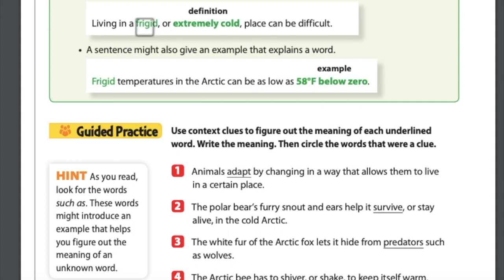But besides the definition, sometimes a sentence might also give an example that explains a word. So, frigid temperatures in the Arctic can be as low as 58 degrees Fahrenheit below zero. Now, you may not know exactly what that means, but you understand when you're talking about below zero, that's something that's very cold. So this example is helping you understand what the word frigid means.